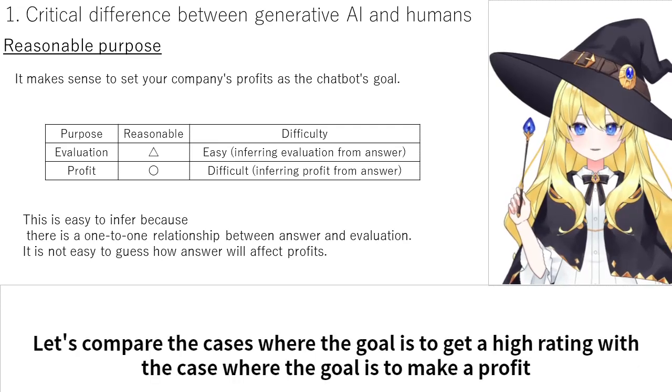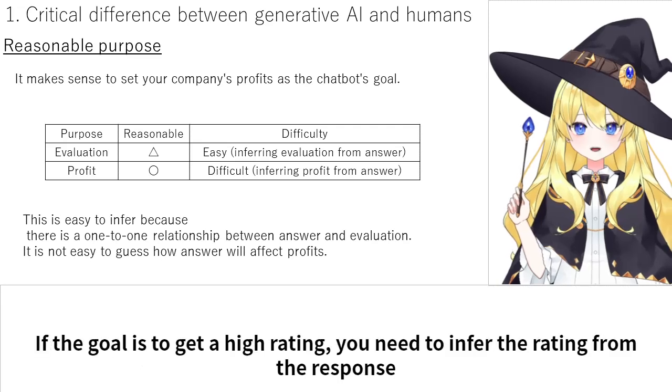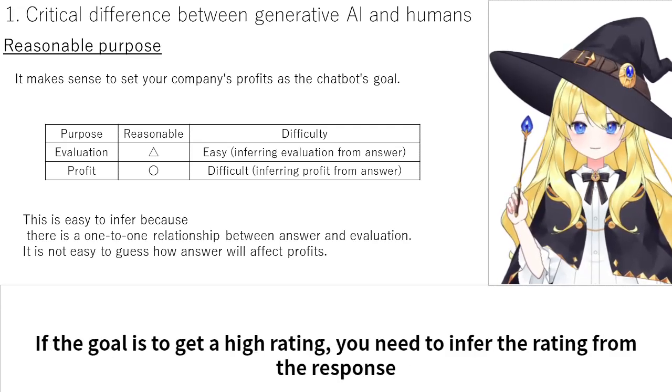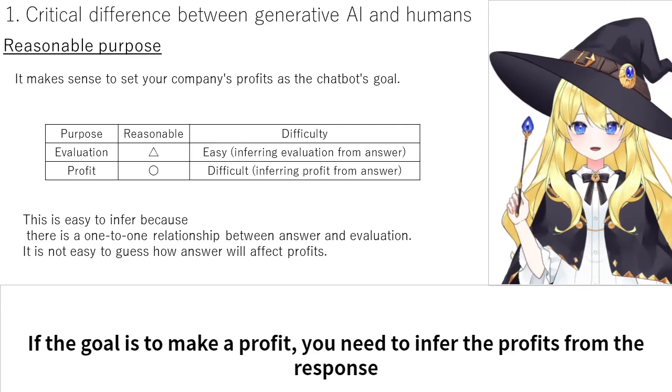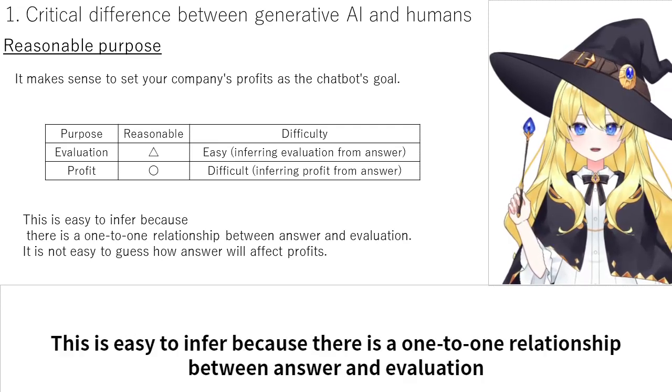Let's compare the case where the goal is to get a high rating with the case where the goal is to make a profit. If the goal is to get a high rating, you need to infer the rating from the response. If the goal is to make a profit, you need to infer the profits from the response. This is easy to infer because there is a one-to-one relationship between answer and evaluation.